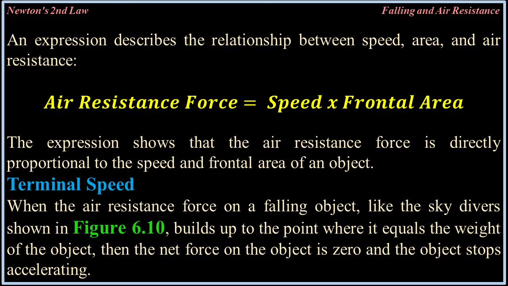An expression describes the relationship between speed, area, and air resistance. Air resistance force equals speed times frontal area. The expression shows that the air resistance force is directly proportional to the speed and frontal area of an object. Terminal speed. When the air resistance force on a falling object, like the skydiver shown in figure 6.10, builds up to the point where it equals the weight of the object, then the net force on the object is 0 and the object stops accelerating.